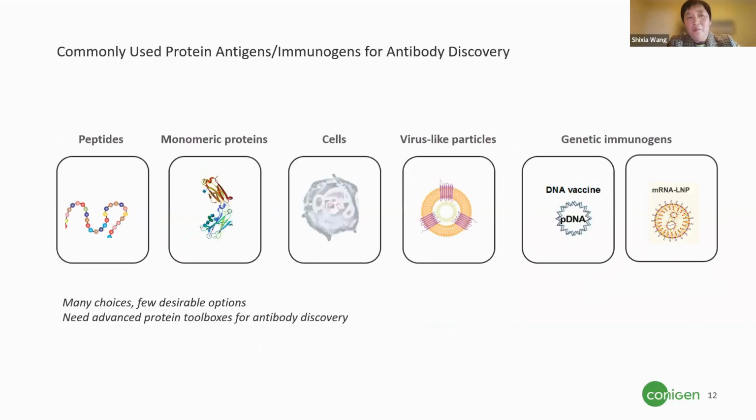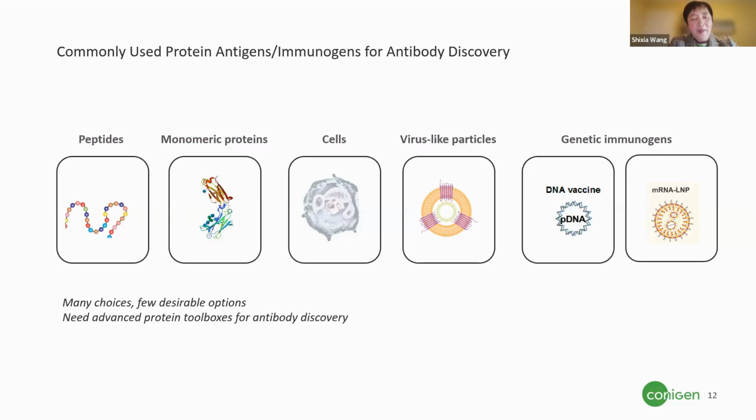For the protein forms, there are commonly used proteins, including peptides, monomeric proteins, cells, viral particles, and in recent years also genetic immunization, including DNA immunization and mRNA immunization, to generate antibody responses. If you look at the protein forms, there are many choices. However, there are few good options.